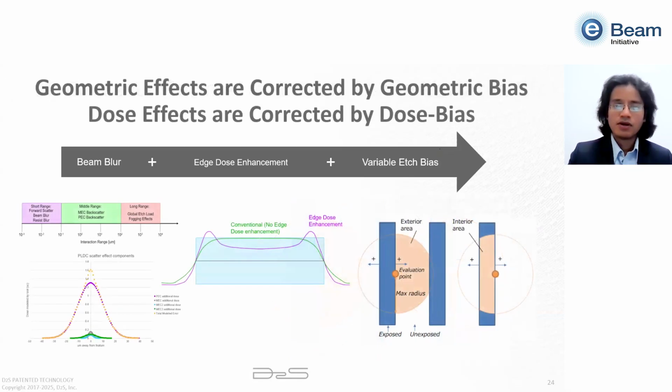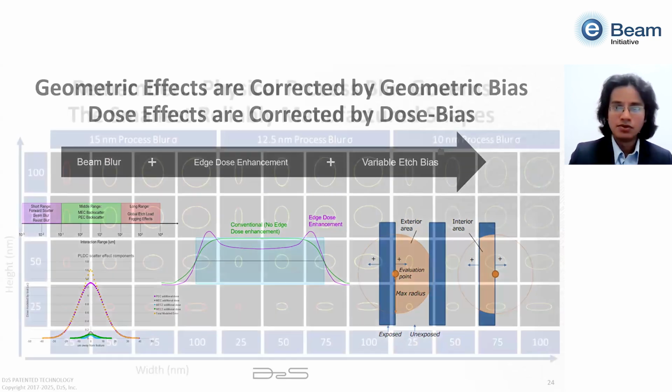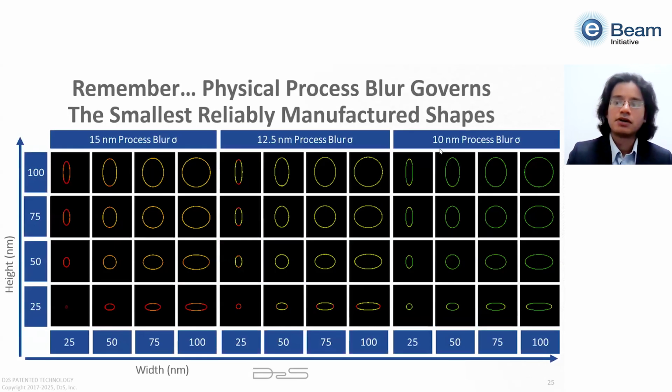So together, with all these three options, it's actually doing geometric effects, which are basically corrected using a geometric bias. And it's doing the dose effects, which are corrected by the dose bias. So that's the beauty of PLDC. You get geometric effects corrected by geometric bias and dose effects corrected by dose bias.